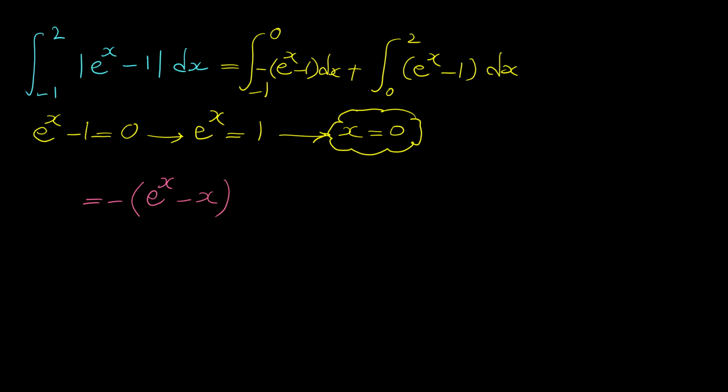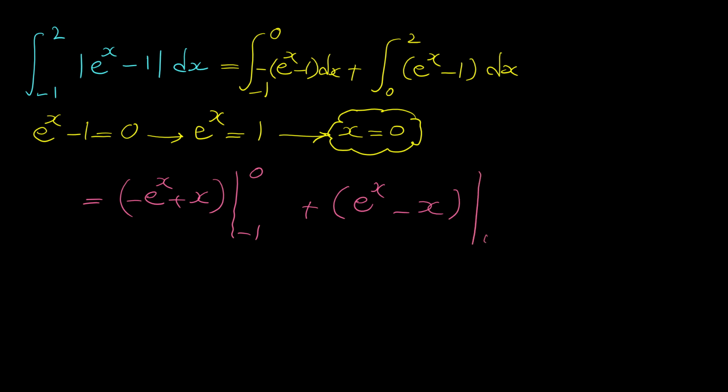If you like, we can multiply the negative in the bracket, and then substitution would be a little easier. So let me do it here. If I multiply the negative in the bracket, we have negative e to the x plus x, from negative 1 to 0. For the other integral, we have e to the x minus x. The integral of e to the x is e to the x, the integral of negative 1 is negative x, and from 0 to 2.